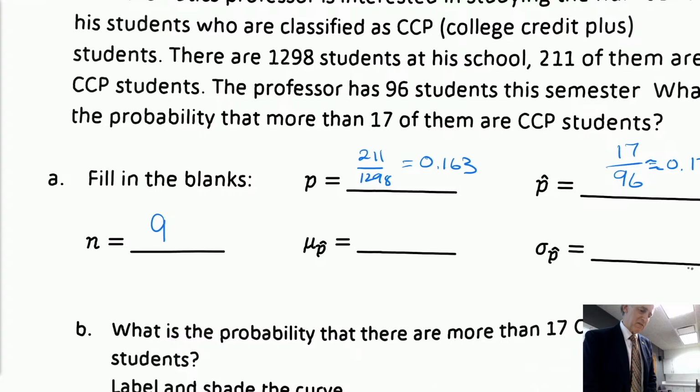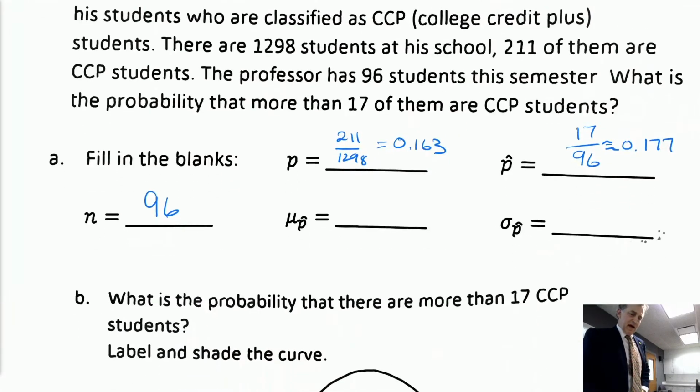That's 96. If you put 1298, N is always going to be the size of your sample, who you're actually observing. I realize that there are 1,298 students at this particular school, but if I was this math professor, I'm just observing 96 of them. So that's who I'm interested in, the 96 that I can see and observe. Let's see, now we get into these two things. The sampling distribution for proportions has these. You'll need to be able to use those.